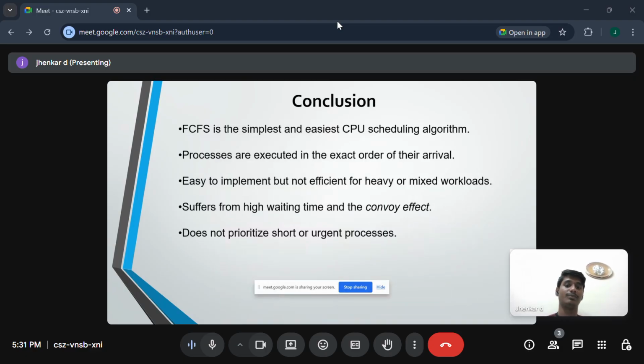FCFS is the simplest CPU scheduling algorithm and executes processes in the order they arrive. It is easy to understand and implement, making it ideal for basic systems. However, it is not efficient for large or mixed workloads and suffers from high waiting time due to the convoy effect. It does not prioritize short or urgent processes, so it is not suitable for real-time systems. Thus, FCFS is good for simple environments but not recommended where performance and deadlines matter.